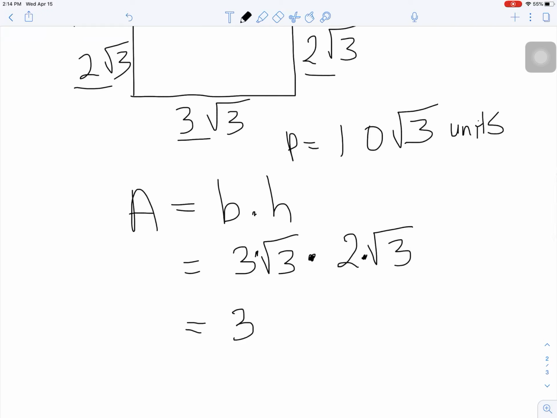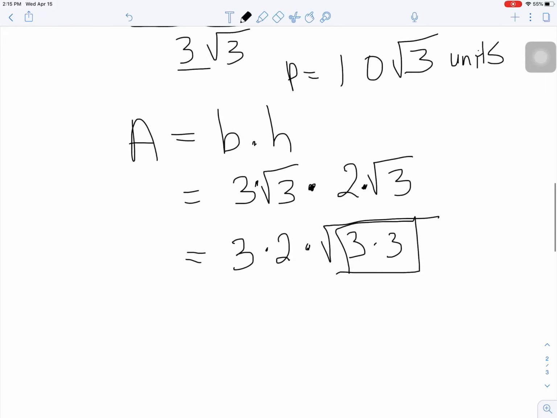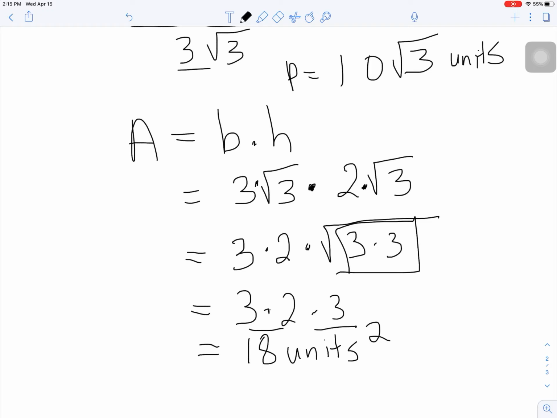So easiest way to do it is resort. So you have 3 times 2 times, and we can put both radicals underneath there, 3 times 3. And now you'll notice something. We actually have a square there. So that would actually equal 3 times 2 times 3, which is 6 times 3, which is 18 units squared.